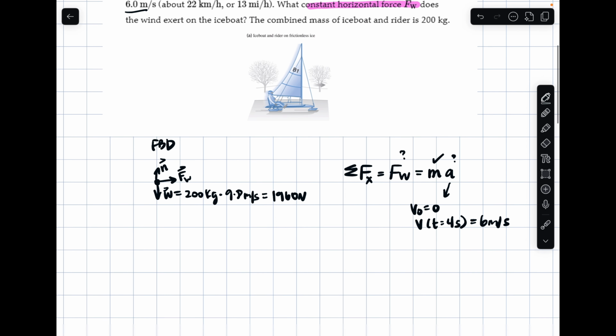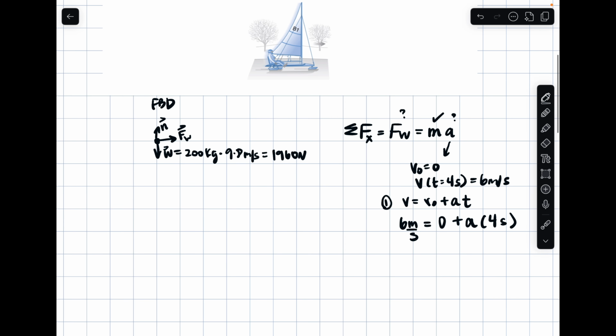We can use that to determine the acceleration. And we're going to use equation 1, where the velocity at any time t is equal to the initial velocity plus acceleration times time. So we know 6 meters per second is the velocity, initial velocity is 0, a is what we're solving for, and time is 4 seconds to get to that new velocity. And so the average acceleration is going to be 6 meters per second over 4 seconds, which is 3/2 meters per second squared, 1.5.